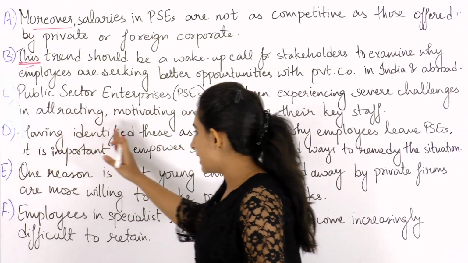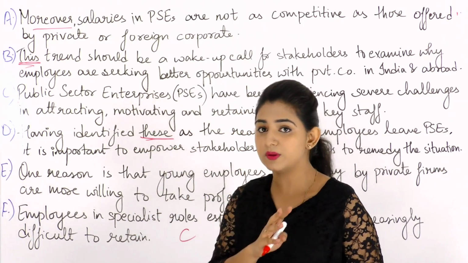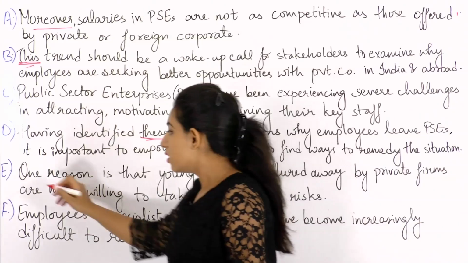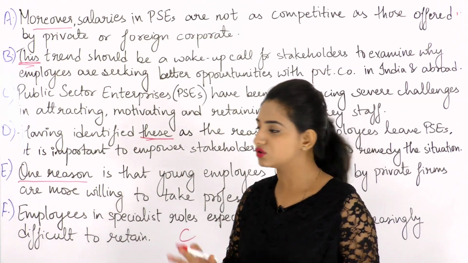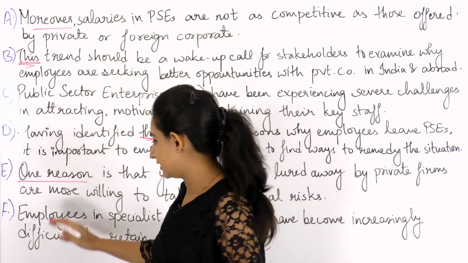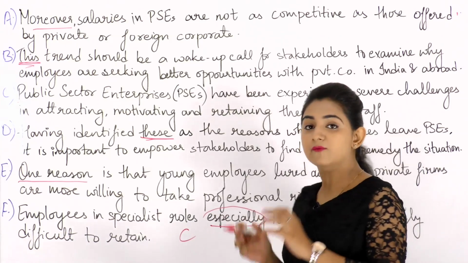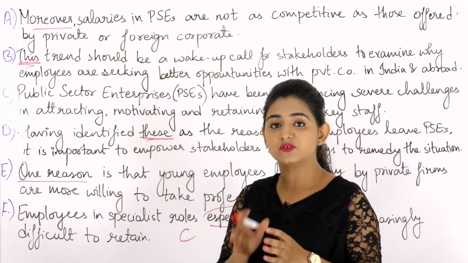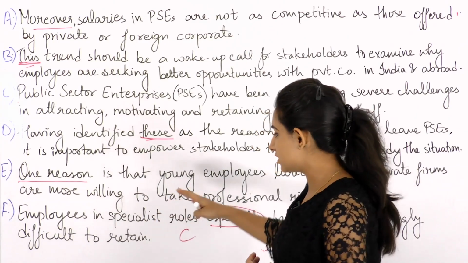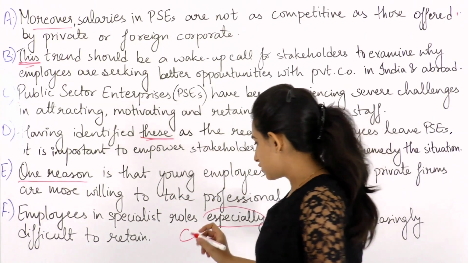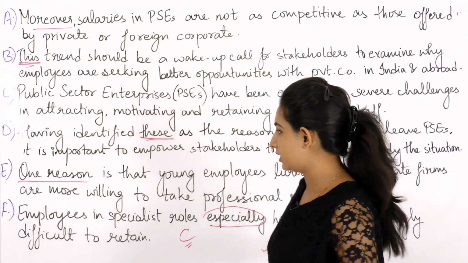Next says, having identified these as the reasons. I told you these will never be in the first sentence. Moving further, one reason. What kind of reason or why the reason has been given here, we don't know, so we will not place it in the first sentence. Next is employees in specialist roles specially, which emphasizes something, and when we are emphasizing something we need to give some other part and then only we can emphasize it. So this will not be in the first sentence. So the first sentence will be C. Why? Because it is the only independent sentence given in the rearrangement.